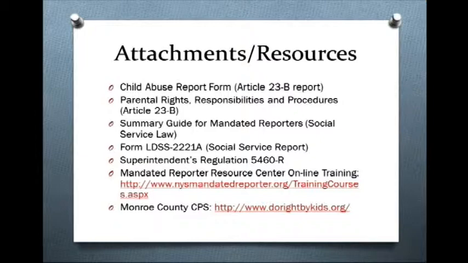They include the Child Abuse Report Form for Education Law 23B report, information about parental rights and responsibilities and procedures under Article 23B of the Education Law, our summary guide for mandatory reporters under Social Services Law, the Social Services Law Mandatory Reporter Report Form, and the district's regulations regarding reporting of child abuse. You can also visit the Mandated Reporter Resource Center online training at the link below and the Monroe County Child Protective Services website, dorightbykids.org, which provides additional information regarding child abuse reporting and detecting child abuse.